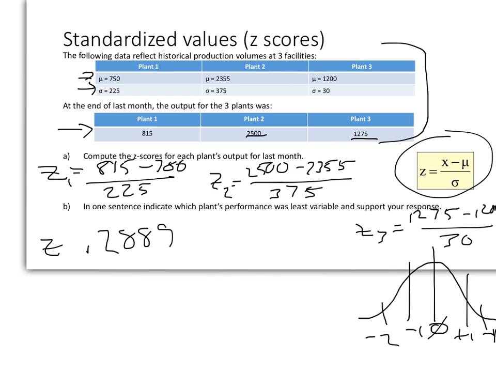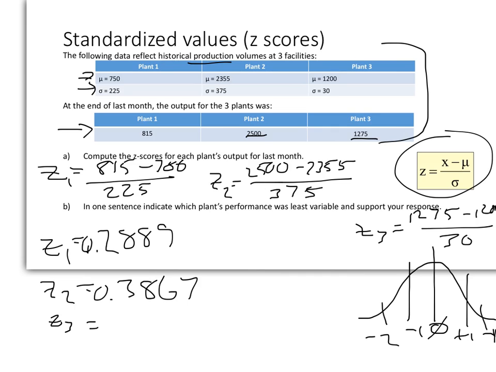Okay. So if we say 815 minus 750 over 225, that is going to be 0.2889, Z1. Z2 is going to be 2500 minus 2355 over 375. So that's going to be 0.3867. Okay, and again, these are just standard deviations. And all 3 of these, you'll notice, are above the mean. Okay, so this was the production. So this month, all 3 plants overperformed relative to their historic mean. And then the question is, well, we'll get to that question next, okay?